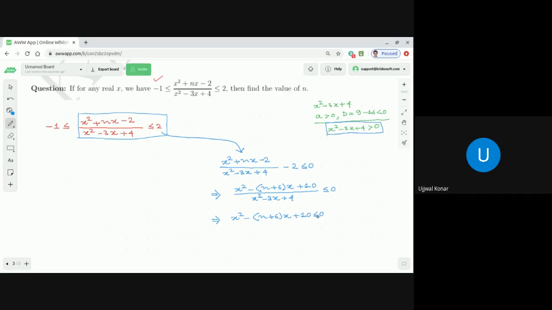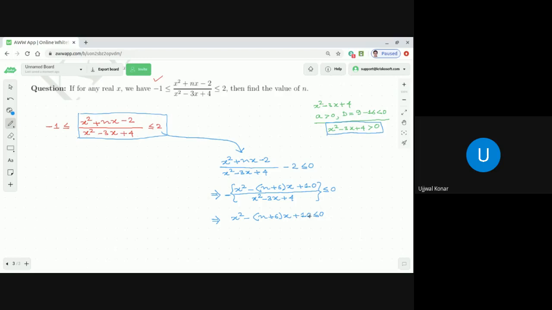Okay. I made one small mistake. I think it should be greater than 0. X square minus x square plus nx minus 2 by x square minus 3x. So what I did is that it is minus 8. So I multiplied everything with minus. So this minus is actually less than equal to 0.